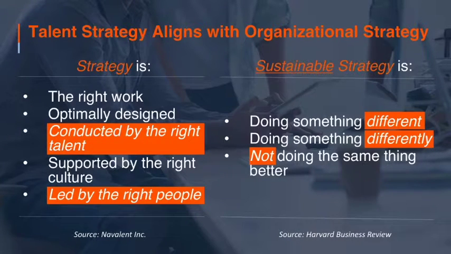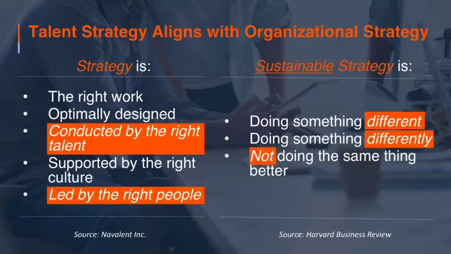the tricky element of talent management is strategic talent management. That's the name of the webinar. Well, let's talk about what strategy is, and not just what strategy is, but what is sustainable strategy for an organization. Oftentimes in organization development particularly, we're asked to help the organization articulate its strategy, and I have a certain bias as to what is strategy, what is sustainable strategy. Good folks at Navalent Inc. articulate strategy as the right work, optimally designed, conducted by the right people, supported by the right culture, led by the right people. That is a high level look at strategy.